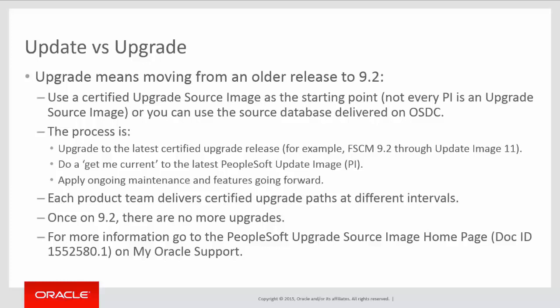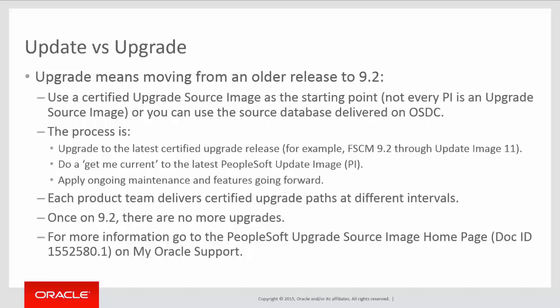Of course, since PeopleSoft Update Manager lets you select maintenance to apply, it would be possible to pick and choose fixes and features to apply instead of doing a Get Current. This is a new release, and since the processes will be thoroughly tested, it's generally considered a best practice to get current with an update image as a starting point. A couple of important points about this. The application delivers a certified upgrade path at different intervals. There may be a new certified upgrade source image for FSCM. There might not be one for HCM. Refer to your application's upgrade homepage for the latest certified path.